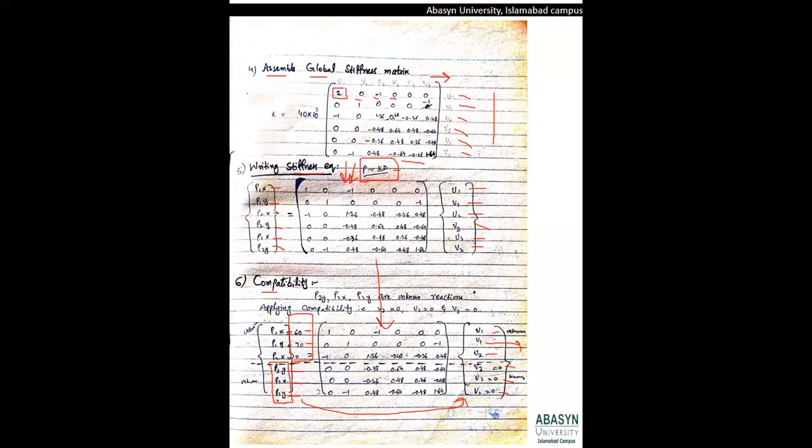We do not know the value of P3y, but we know the value of V3. So from this step, we apply the compatibility equation. Compatibility equation means that we split our matrices into two parts, that is, separate the known parts and the unknown parts from each other. So if we split, that is the three members, that is P1x, P1y, and P2x.